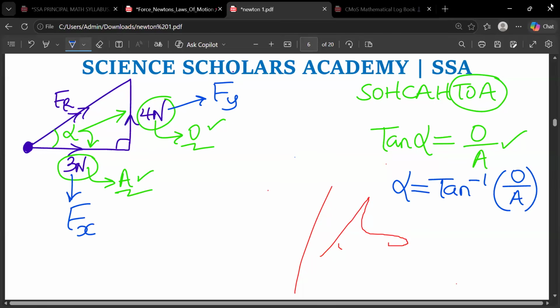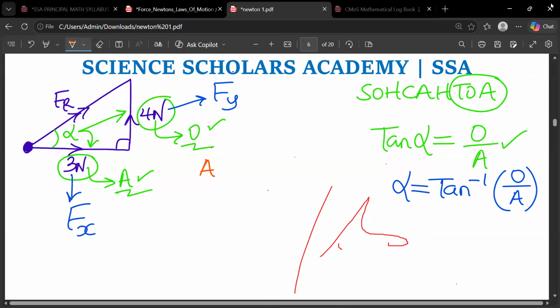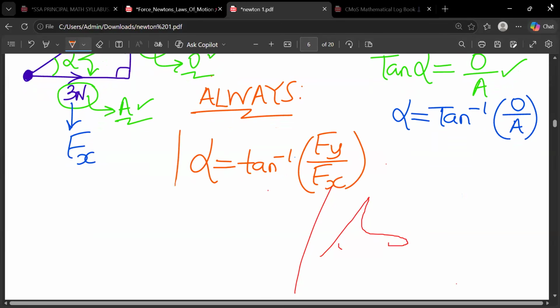What does that really mean? That means always, and I want you to listen, this is what you need. Always, always, always, alpha shall be the tan inverse of the opposite, where opposite shall be the force in the y plane, over the force in the x plane. Just this. So you need this so much.